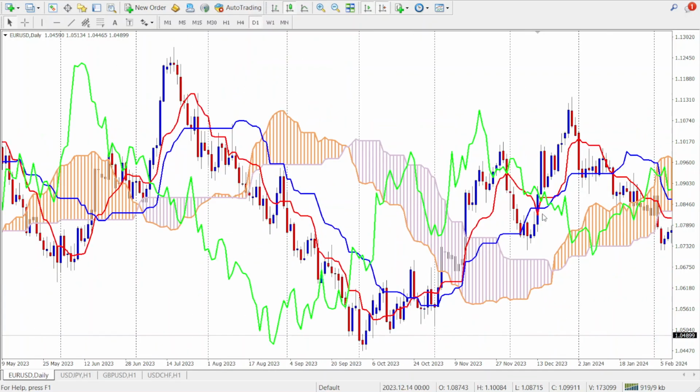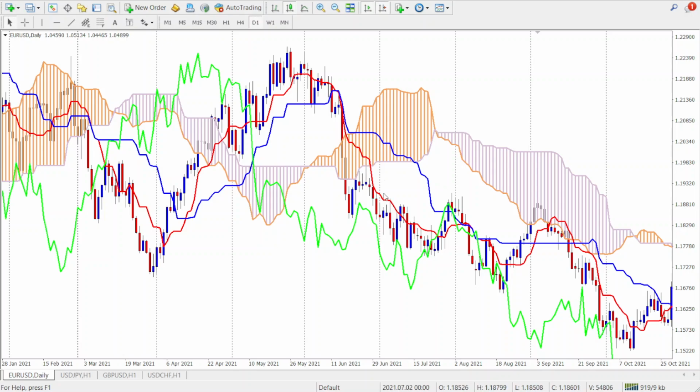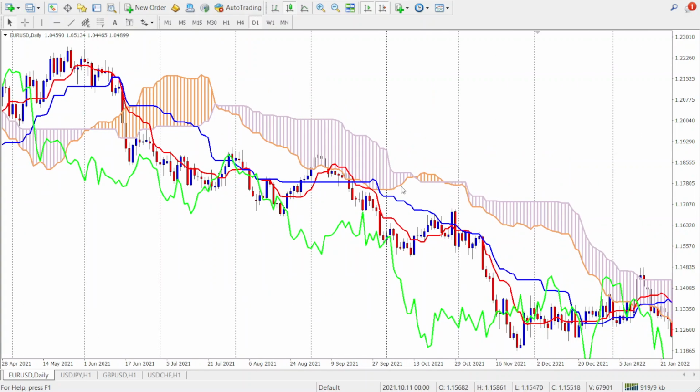Okay, then for the bearish Ichimoku breakout. In the case of a bearish breakout, you can see what happened here. We had a bearish breakout here, right? The price breaks below the cloud, signaling a potential downtrend. Then the Kumo turns bearish. You can see it now turns to this gray-like color.